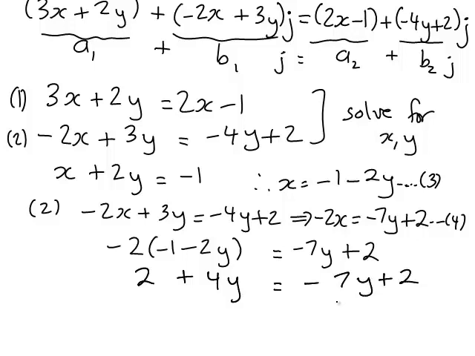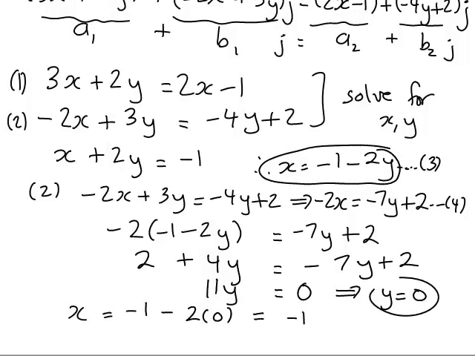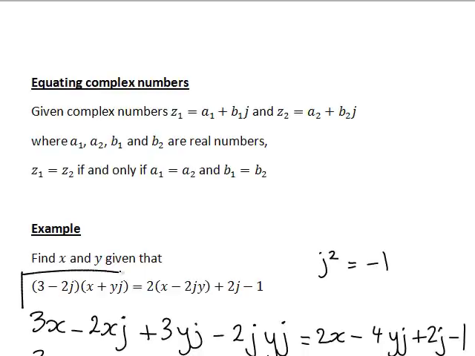Rearranging that to add 7y to both sides, we get 11y, and subtracting 2 from both sides equals 0, so we find that y equals 0. We could then substitute that result back into either of our earlier equations. Probably simplest to just substitute it into the result we found here, x equals negative 1 minus 2y. So x equals negative 1 minus 2 times 0 for y, giving negative 1. So therefore, we have found that we require x equals negative 1 and y equals 0 in order to satisfy the equations we started with.